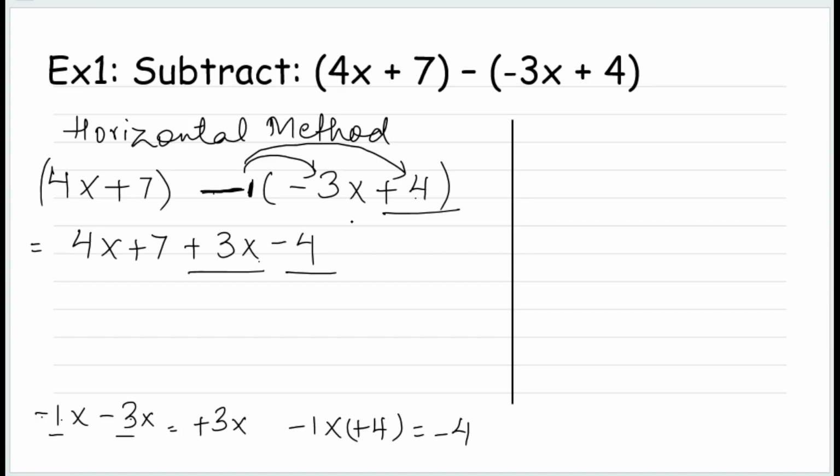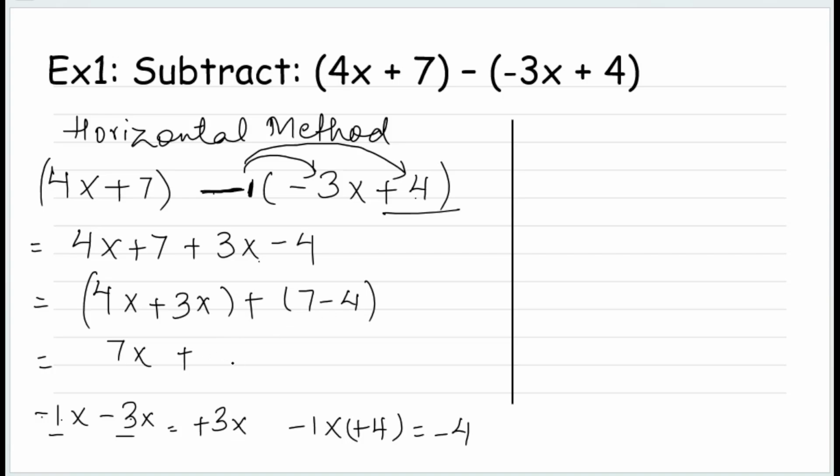This is the common mistake which students make: they do not change the signs, they just write the original signs and then simplify, and so the answer comes out wrong. Let's see what is to be done after this. Now this becomes just a simplification of polynomials problem. Let's combine the like terms: 4x plus 3x in one bracket, and then 7 and negative 4 in another bracket. So 4 plus 3 is 7x, and 7 minus 4 is 3. So this is our final answer.